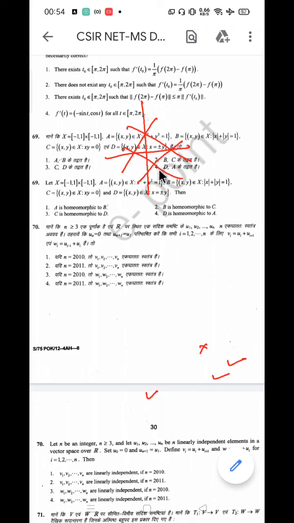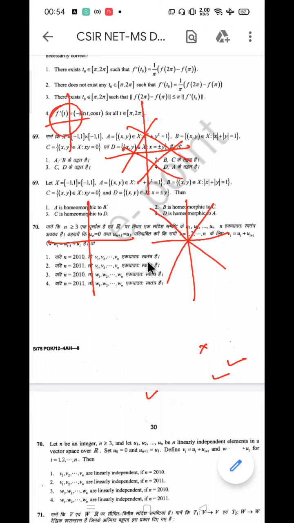Something like this. This will be your B. And what is your A? A is your circle. What is your C? Xy equal to 0 means either x is 0 or y is 0. Then that is either this or this, a line only. So this is not compact. What is your D? X equal to plus minus y. That means x equal to y, either this or this. So these two are homeomorphic.